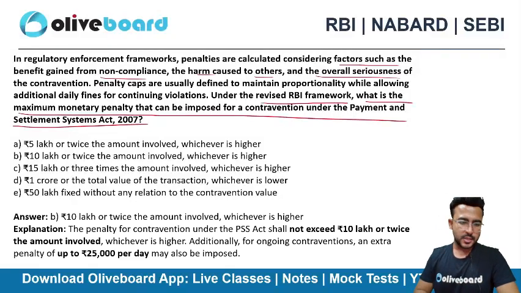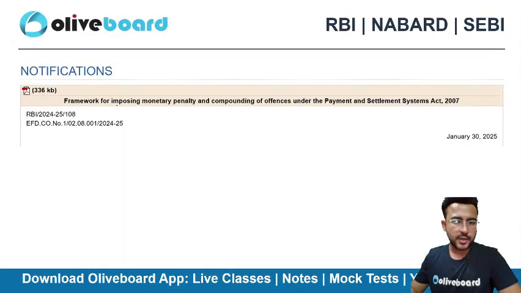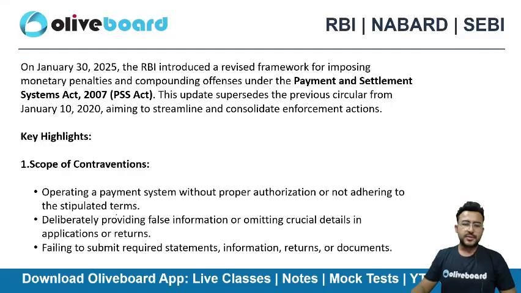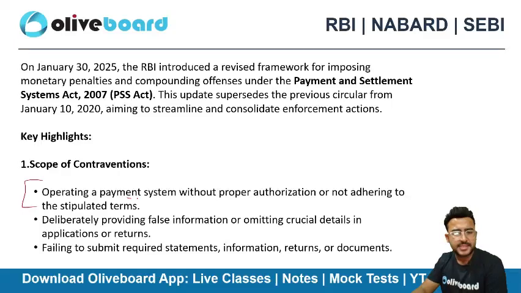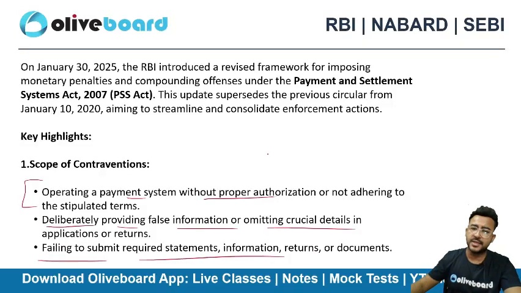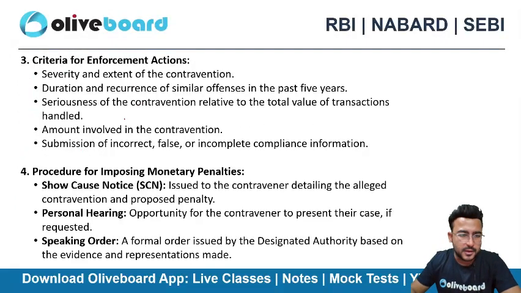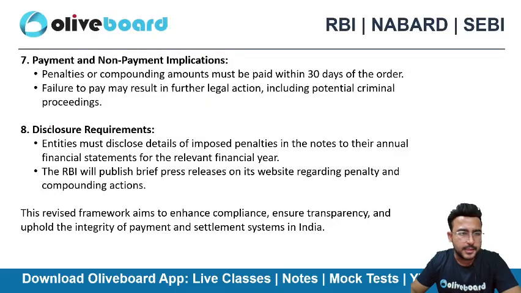The correct answer here is, guys, option B, 10 lakh or twice the amount involved, whichever is higher. So this particular framework is for imposing the monetary penalty and compounding of offenses under the Payment and Settlement Systems Act. So if there is any kind of contravention of the Act, like operating a payment system without proper authorization from the regulatory body, deliberately providing false information or omitting crucial details, or failing to submit the required statements, information, returns or documents, right? So there are designated authorities and the process is all given here, right?